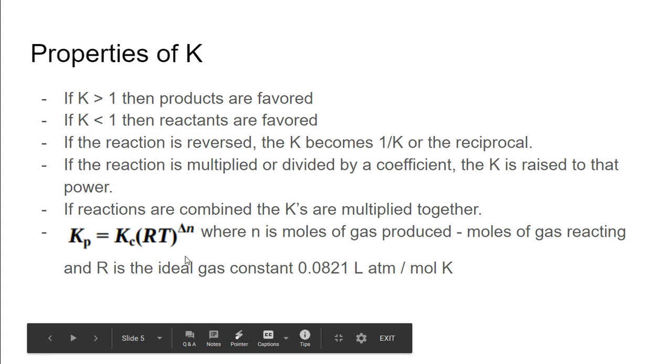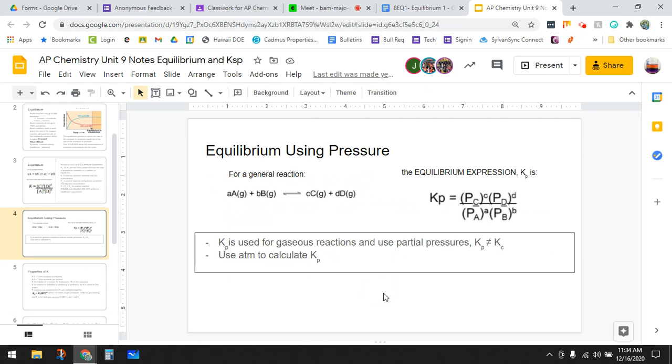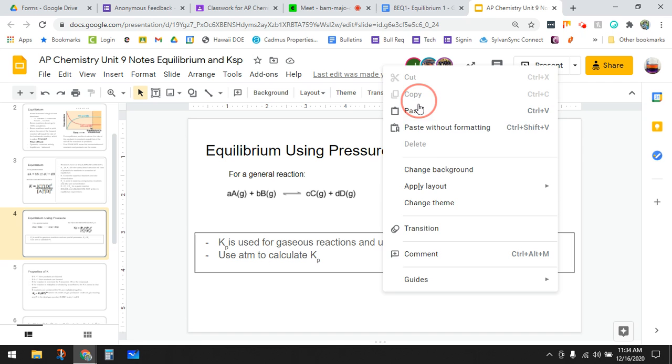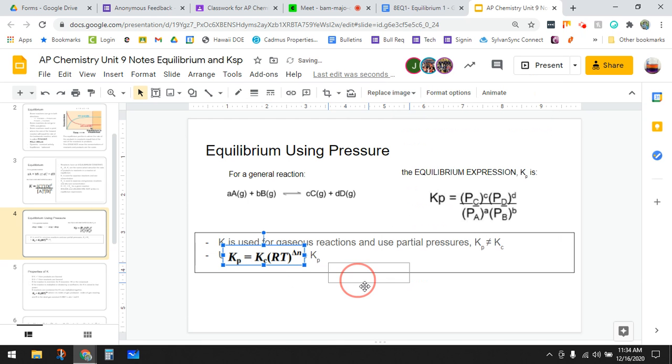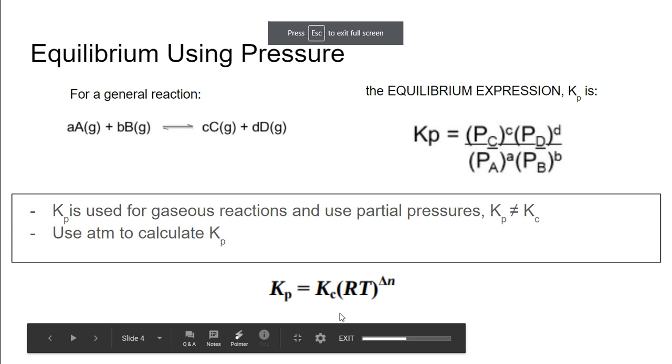What Kp is actually equal to, I should have really put this in the last slide here. Maybe I'll do that really quickly. Kp is equal to Kc times RT to the delta n.